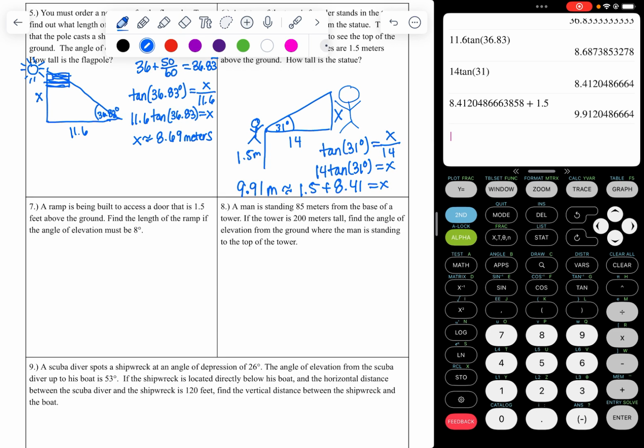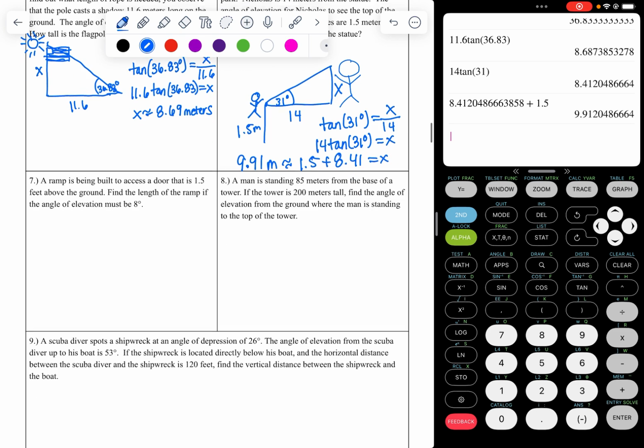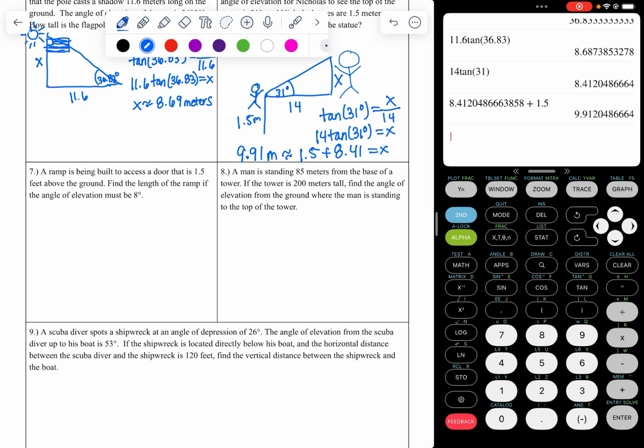All right, number 7. A ramp is being built to access a door that is 1.5 feet above the ground. So here's my door. Again, 1.5 feet to the ground, and our ramp is being built up to that door. So here's my ramp. Find the length of the ramp if the angle of elevation must be 8 degrees.